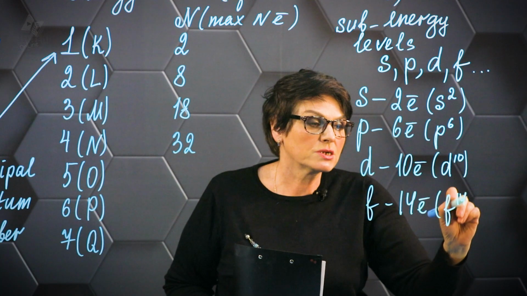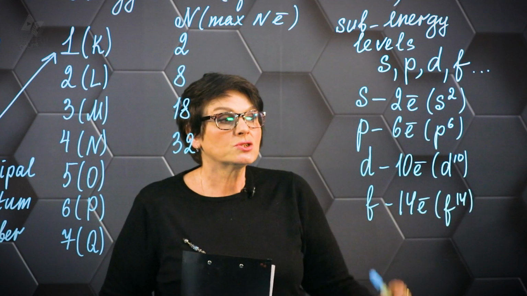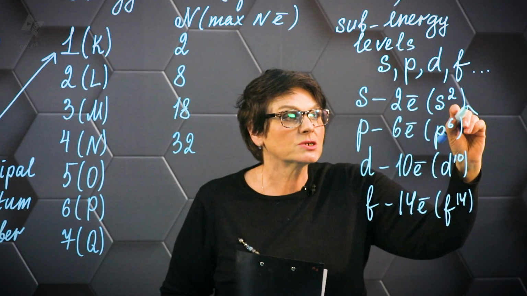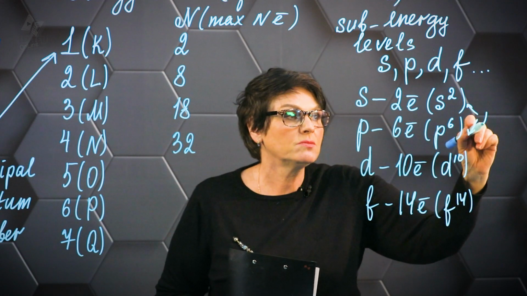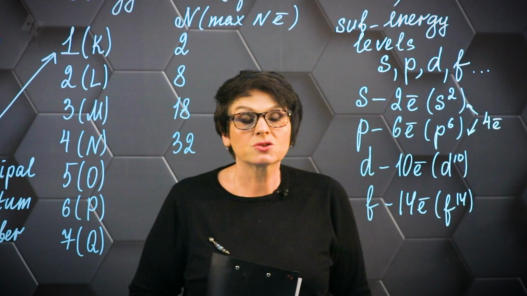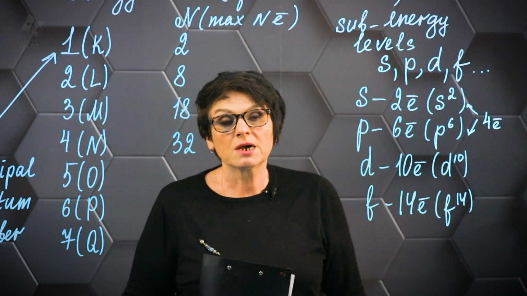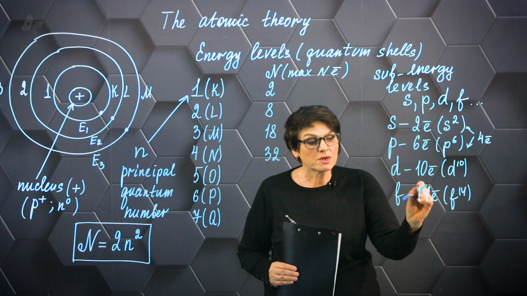It's not hard to see that the difference between neighboring sublevels is always 4 electrons. Then we can predict how it will be in the 8th period. For example, what will be the number of G electrons? There will be 18 of them.